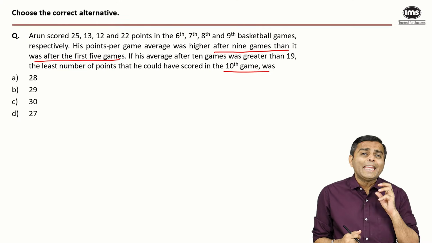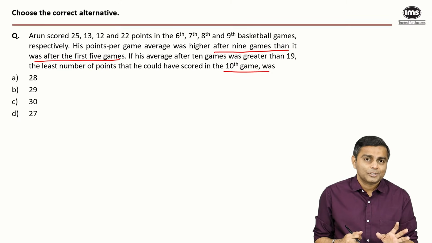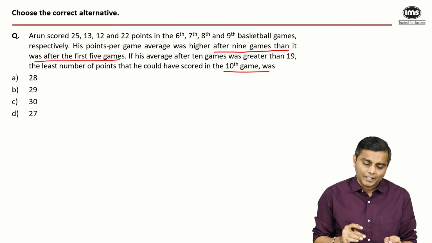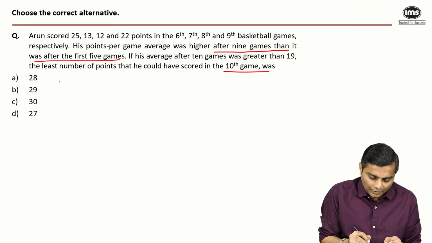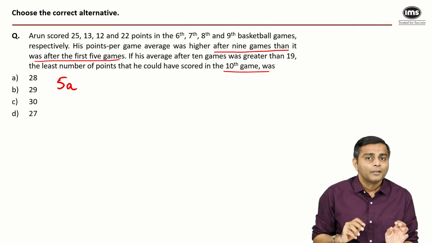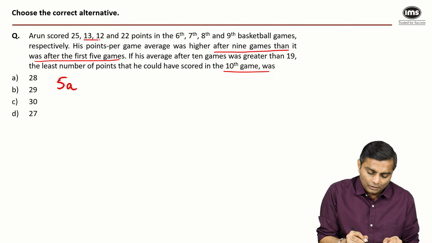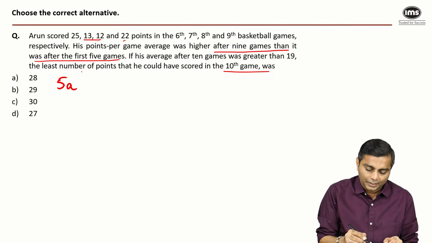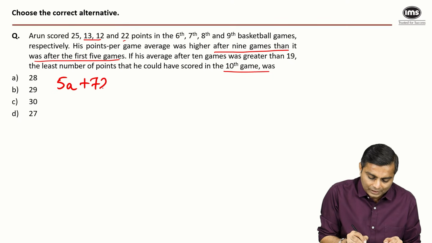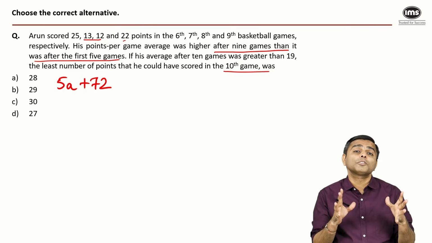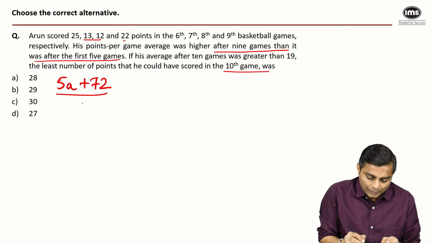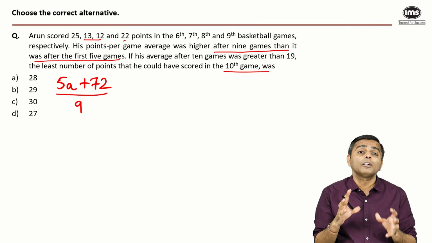So, I'm assuming A to be the average of the first 5 games, which means the total of the first 5 games is going to be 5A. Correct? The next 4 games are 25, 13 and 12, another 25. So, 50 and 22, 72. So, the other 4 games total 72. So, 5A plus 72 is the total of 9 games, which means divided by 9 is the average of the 9 games.